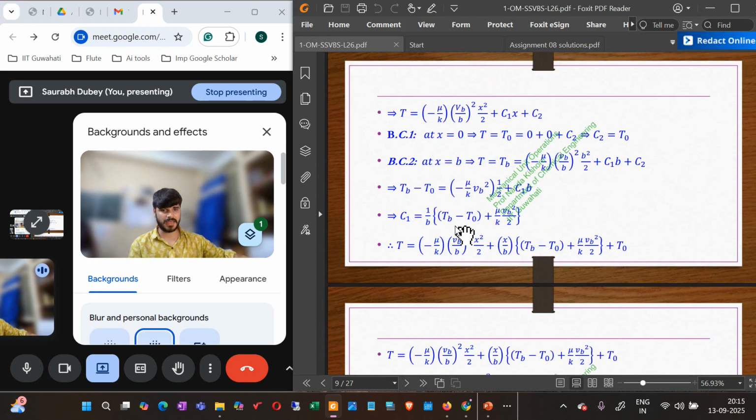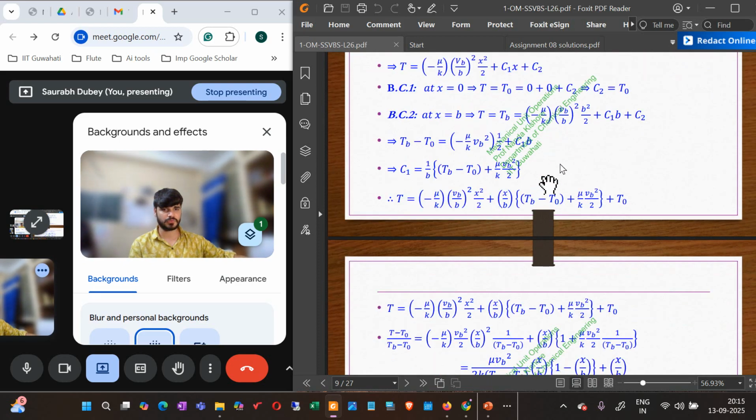Accordingly you will have the values of C1 and C2. When you put it here, C2 is T0 and C1 is 1 by b into Tb minus T0 plus mu by k into Vb square by 2. So it came out like this. Vb is the upper wall velocity. It is a kind of wet situation, because the inner cylinder is like this and the outer cylinder is rotating like this, right?